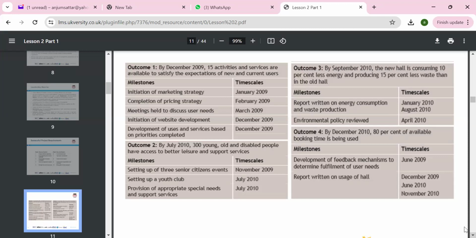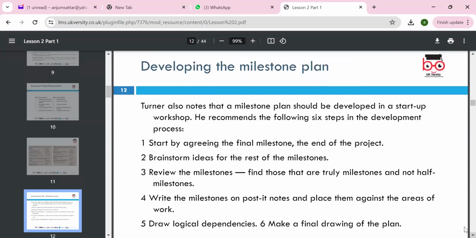So we can look at outcome three by 2020: 10% less energy consumption, which reduces waste, and the milestones of reporting, waste of production, and environmental policies. Outcome four is booking time. And these are all the milestones for this project. Guys, setting milestones is quite crucial in project management, in any project.